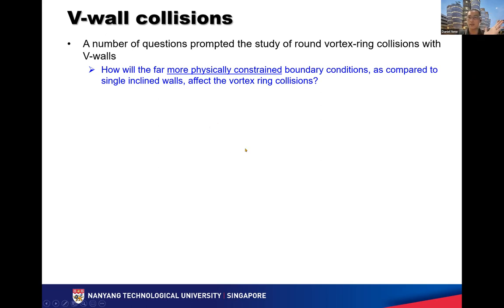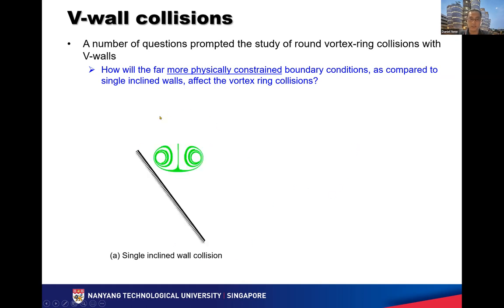Certainly, that's going to affect the collision process. So I'm just going to illustrate using a quick schematic. So this is what it looks like. Let's say we have a vortex ring colliding with an inclined surface, a very simple inclined surface.